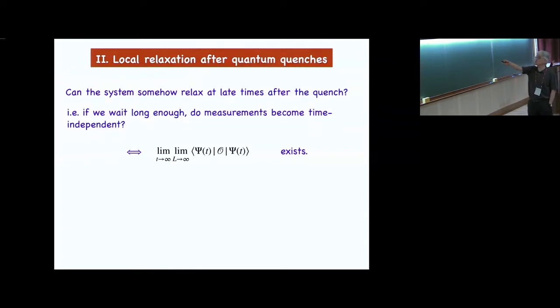So the first question we would like to ask is whether the system can somehow relax at late times after the quantum quench. What we mean by that is, if we wait long enough, do measurements become time independent? Or in other words, if I look at the expectation value in my time dependent state of some operator, if I take the thermodynamic limit first and then take the infinite time limit, does this infinite time limit exist? It basically would mean, if it exists, I shake the system, and now I measure my operator as a function of time.